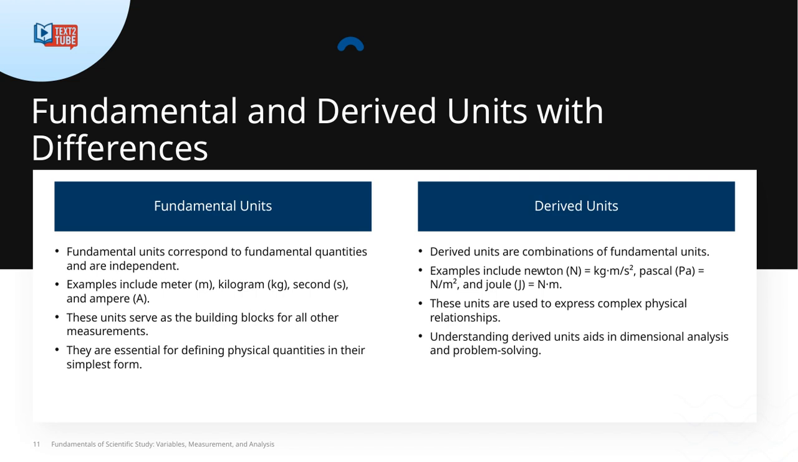For example, a newton, which is the unit of force, can be expressed as kg meter per second squared. A pascal, used for pressure, is newtons per meter squared, and a joule, which measures energy, is newton meters. These derived units allow us to express more complex physical relationships in a standardized way. Understanding these derived units is crucial because it helps us with dimensional analysis and solving problems more effectively. It's all about building a comprehensive framework that allows us to interpret and analyze physical phenomena accurately. So, in summary, fundamental units are the core building blocks, and derived units are the combinations that help us describe more complex concepts in physics.